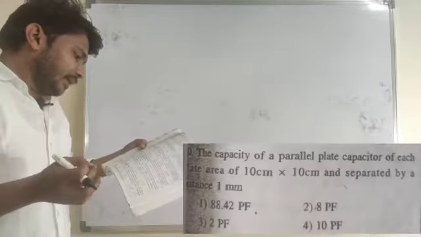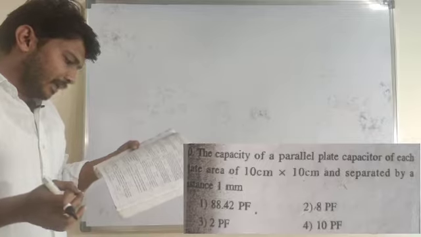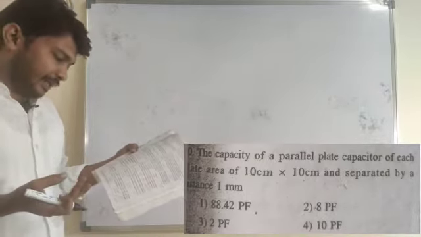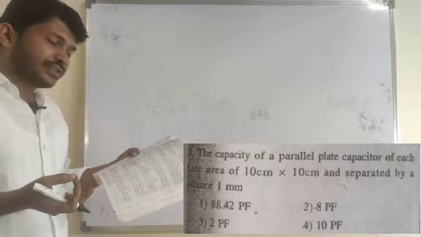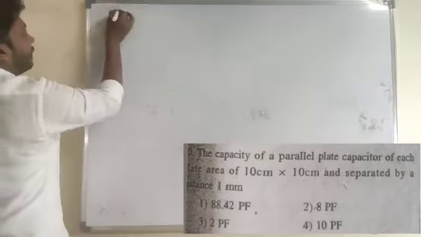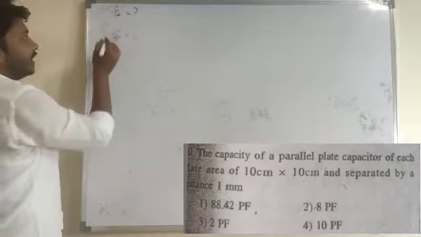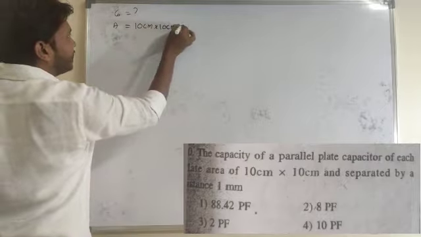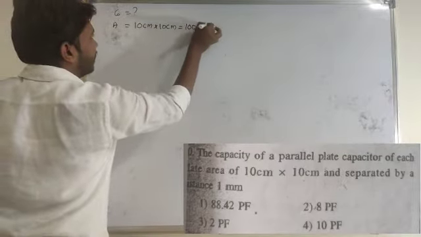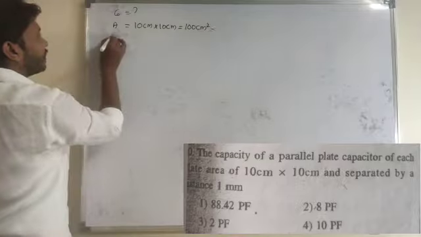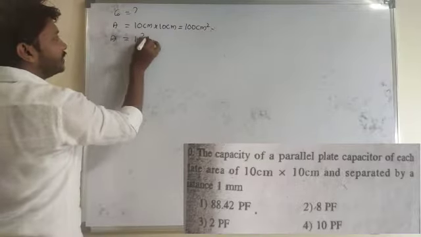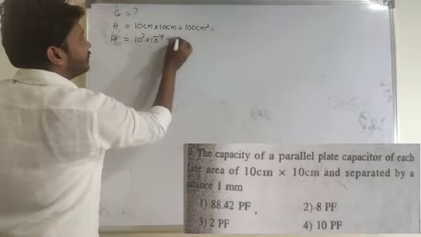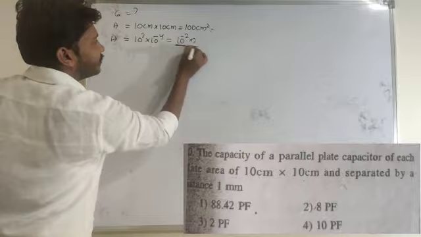The next one. The capacitance of a parallel plate capacitor, each plate of area 10 centimeter into 10 centimeter, length into breadth, separated by a distance of 1 millimeter. So the capacitance value I need to find out here. The area value they mention is 10 centimeter into 10 centimeter, so that is 100 centimeter square. So 100 means 10 to the power of 2, and centimeter square means 10 to the power of minus 4 here. So the value is 10 to the power of minus 2 meter square here.